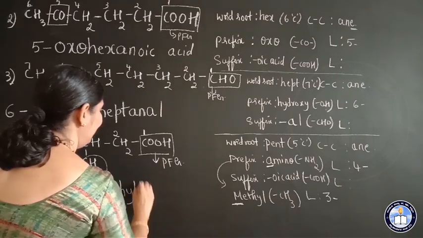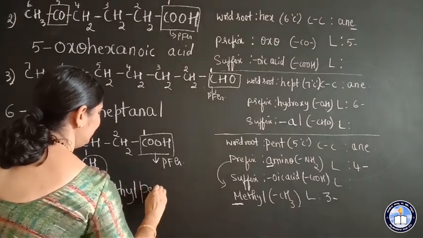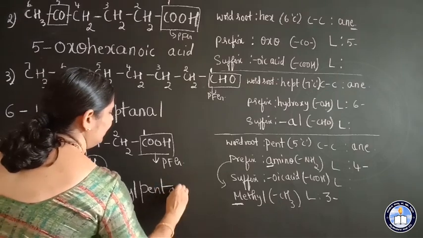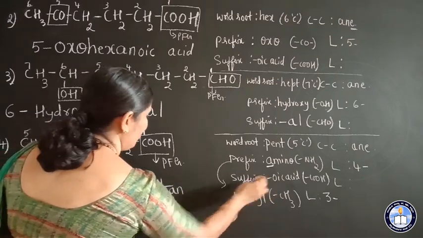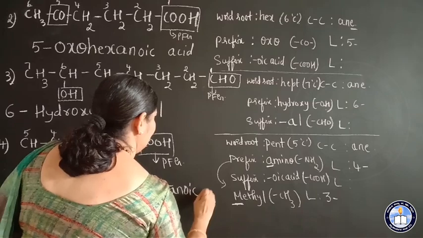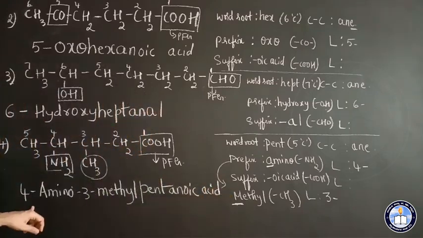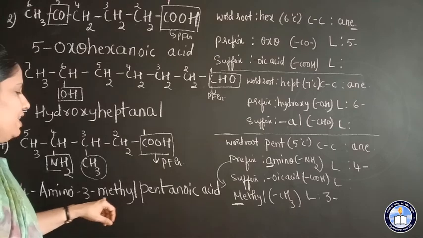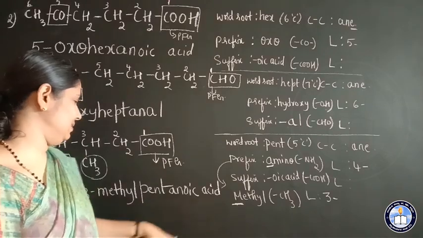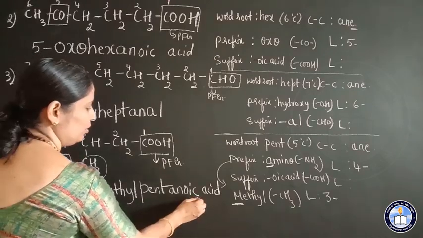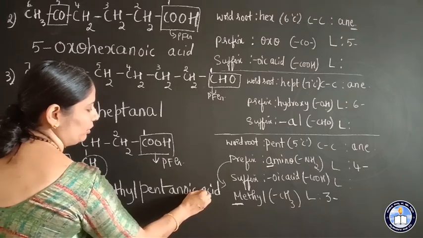So word root is pent. Continuous you have to write. Pent. Then AN is replaced by oic acid. So 4 dash amino, 3 dash methyl, pentanoic acid. Up to here it is continuous, up to pentanoic. Here you have to give space.